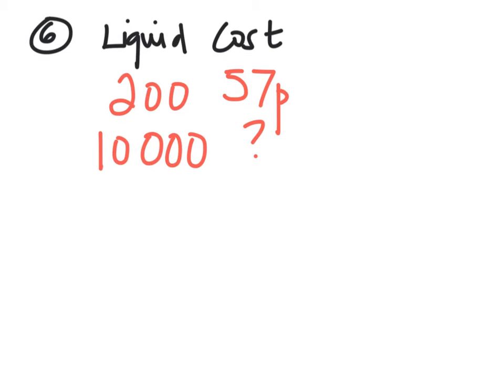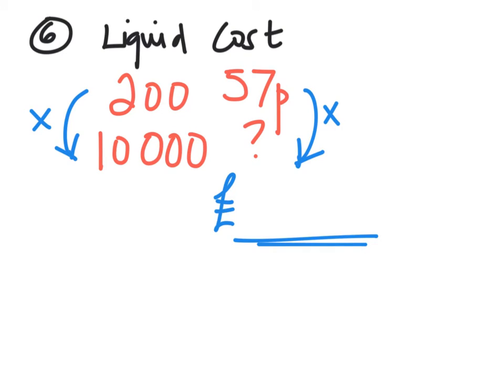Now there's a couple of ways we can do this. We can do it with our divide then times. Probably an easier way is to ask yourself, how do I get from 200 to 10,000? What times sum have I got to do? And then I'm going to do the same times sum there. Okay, and if you do that, you should get your answer for how much 10 litres is going to cost.